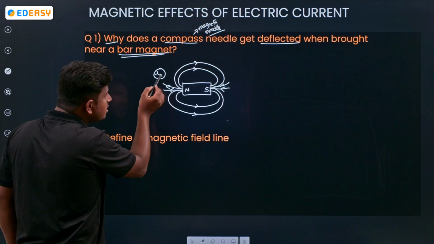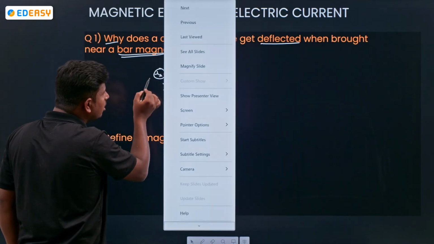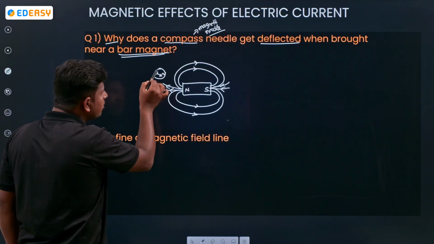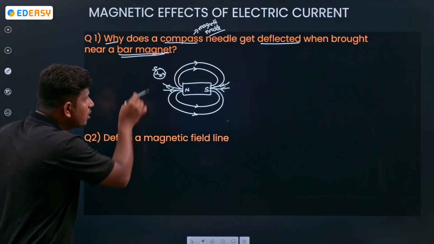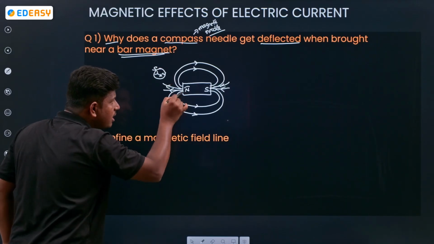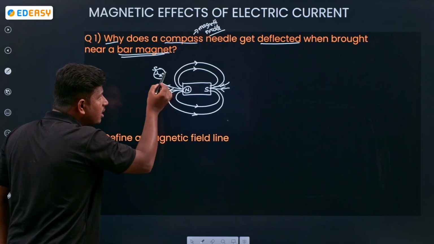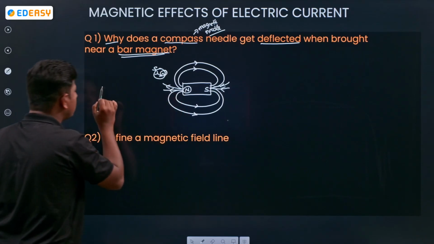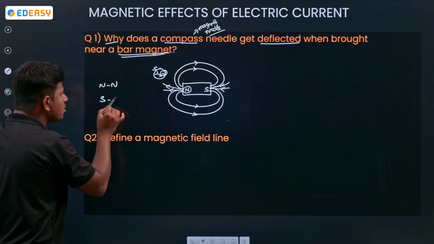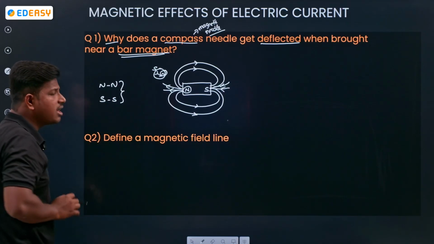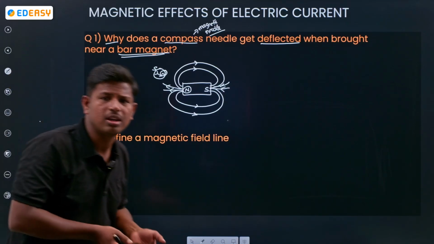See which pole it is? North pole. Which pole is it? North pole. Which pole is it? South pole. North pole, south pole. It's coming towards north. What happened? North pole, north pole. South pole, south pole. Having the same behavior, na? How is the north pole working?